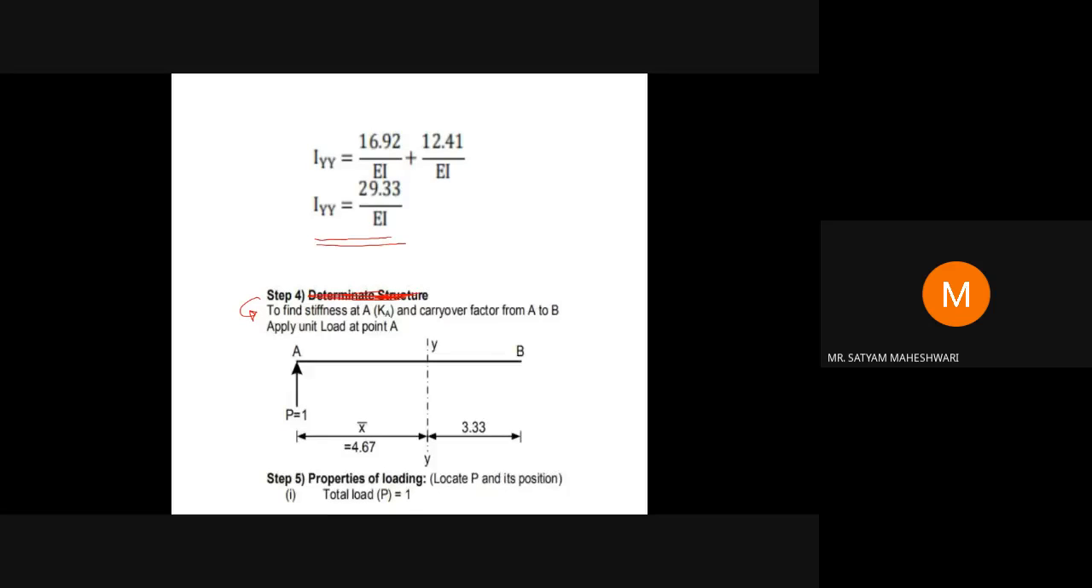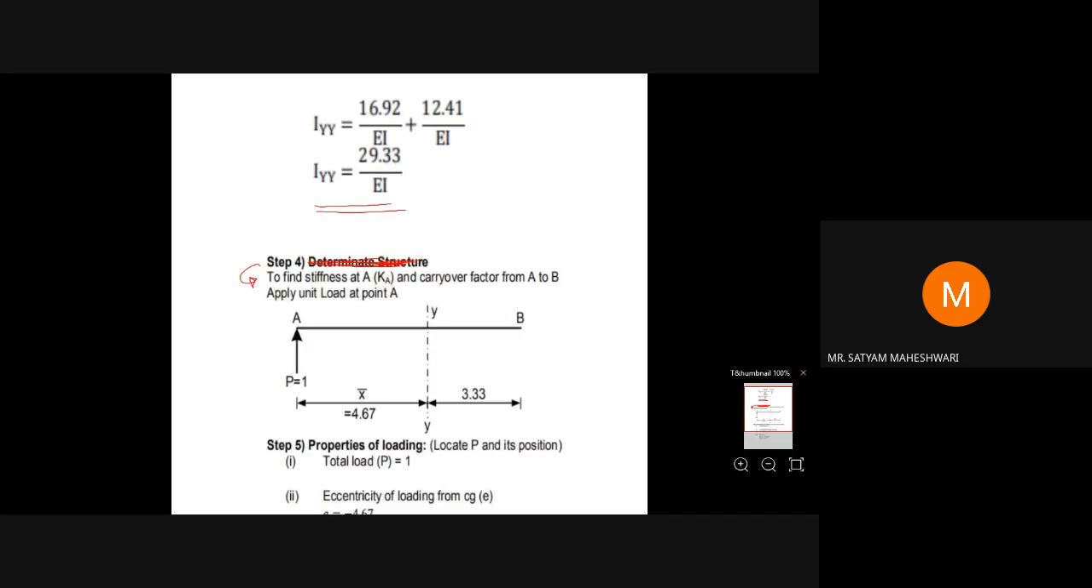So I'll continue after that. After finding this out, what do you have to find? You have to find out the stiffness at A, denoted by Ka, and the carryover factor from A to B. So simple as that. As there is no external loading, to find out the stiffness at A, Ka, at point A we will apply the unit load in the vertical direction, so P is equal to 1. If you want to find out the stiffness at A, apply the unit load at A. If you want to find out stiffness at B, apply the unit load at B.